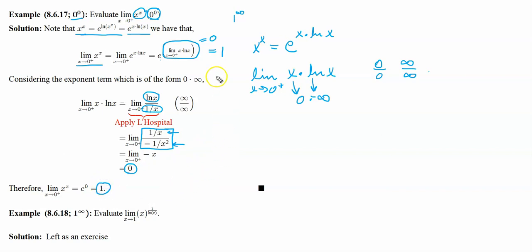Keep in mind in this discussion, we also verified why 0 to the 0 power should be considered an indeterminate form, because you can algebraically manipulate it into a form that incorporates the indeterminate form 0 times infinity.